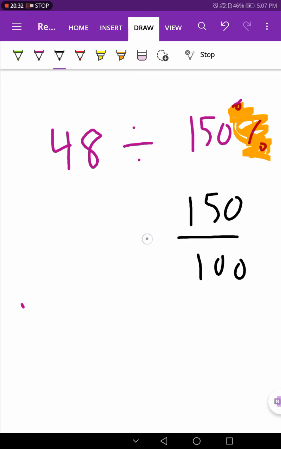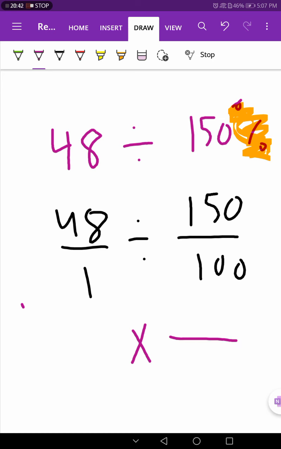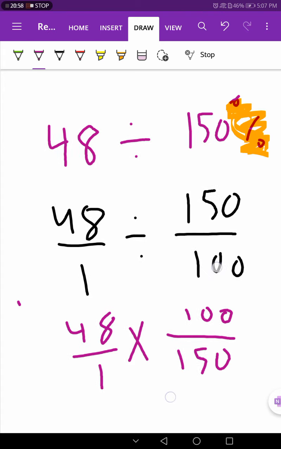150 over 100 divided by 48 over 1. Yes. What do we have to do, Ayman? We will make the divide into multiply. Yes, multiply. And the divisor we will flip it. Yes, flip it. 100 over 150. And this we call the reciprocal. Yes. And the dividend will stay the same. Yes, nice work.